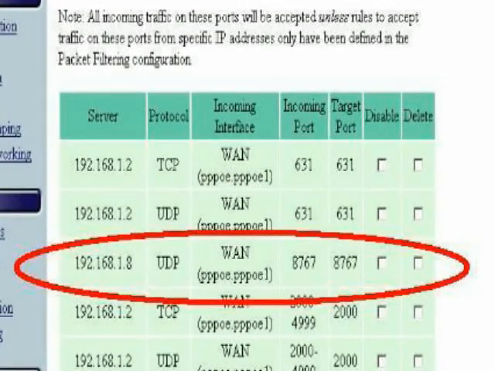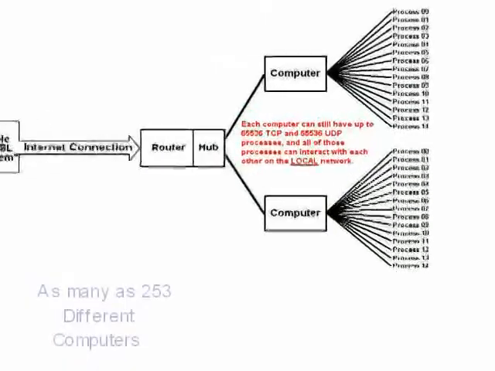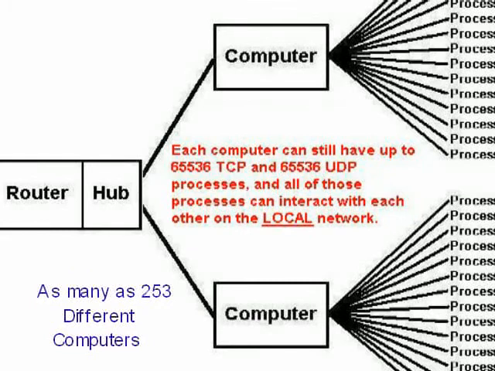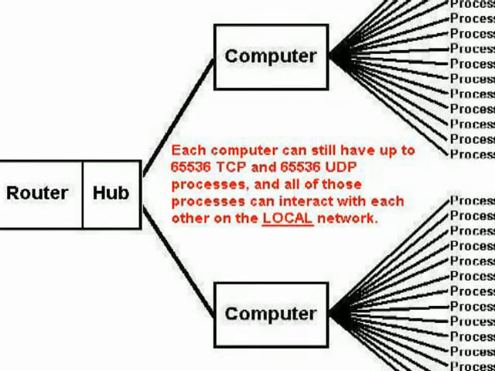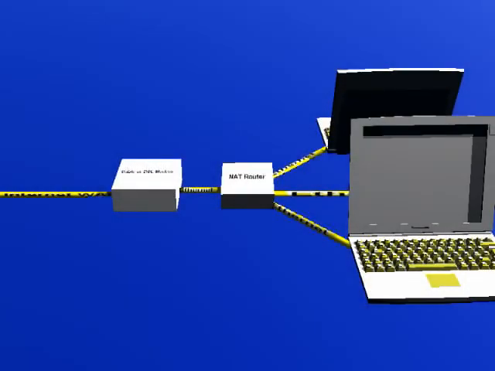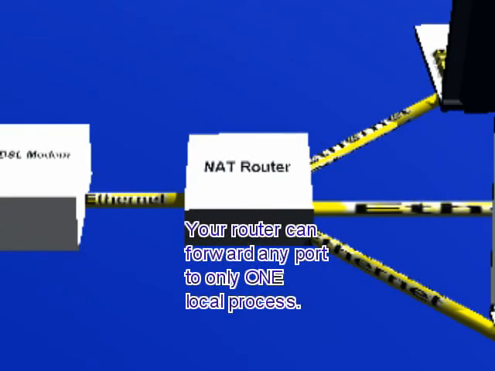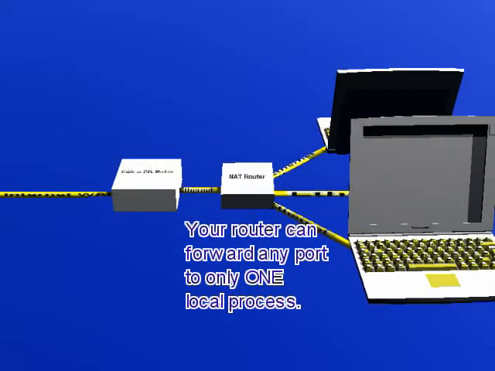In each case, the information you provide will inform your router of the IP address and port numbers on which a local server process listens for incoming requests. Even though you can have as many as 253 different computers in your local network, and even though every one of those computers can have server processes running on any one of 65,536 TCP ports and 65,536 UDP ports, your router can only be told about one of your computers hosting a process that is listening on any given port.